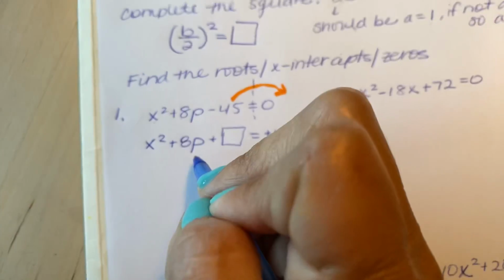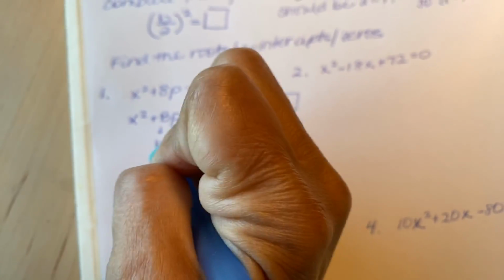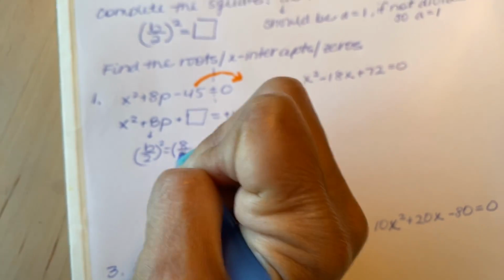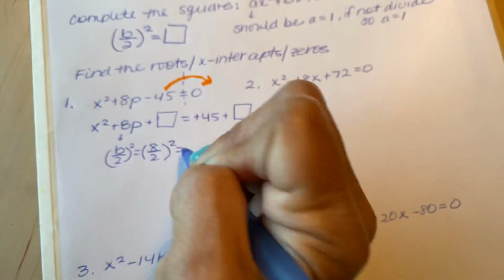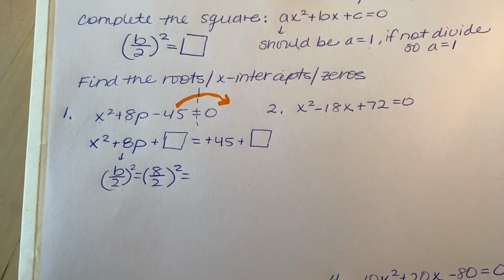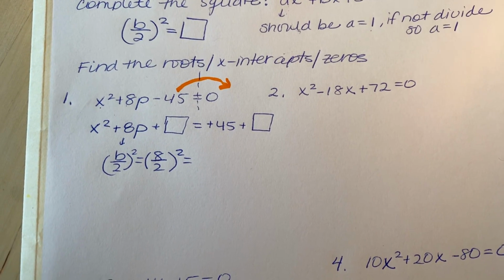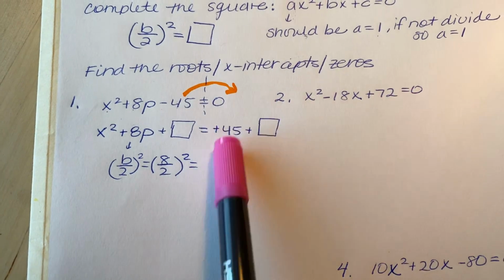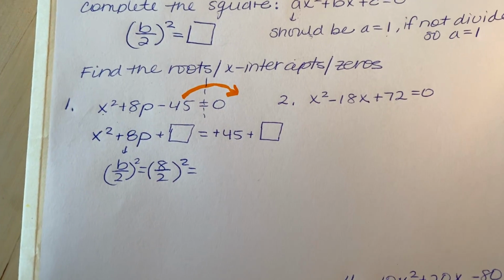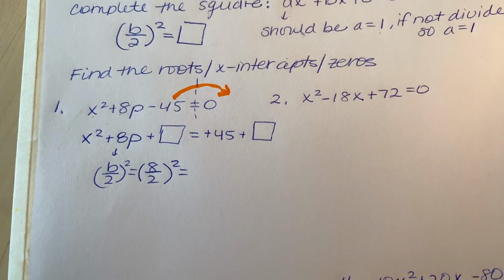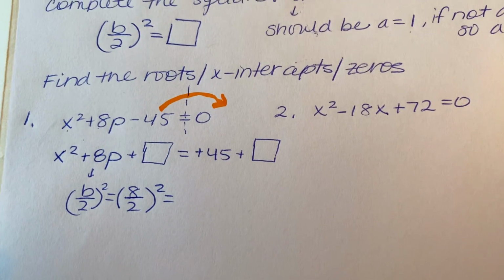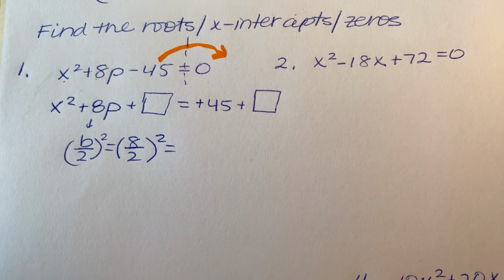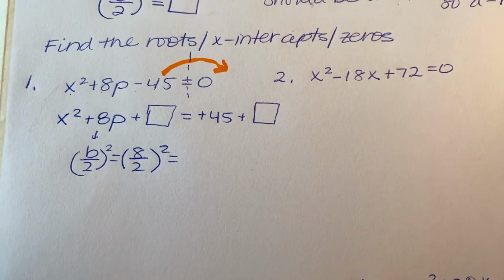So my b value is 8. So I'm going to take it down. B divided by 2 squared. Okay, so I'm going to substitute 8 divided by 2 squared. Now, just like I told you in class, do not skip steps. Do not just go 8 divided by 2 is 4, 4 squared is 16, and then write a 16 there. I tell you, compute it separately. So first the division, then put the parentheses in the squared, then square it. Then you get that number with it, which is the box.